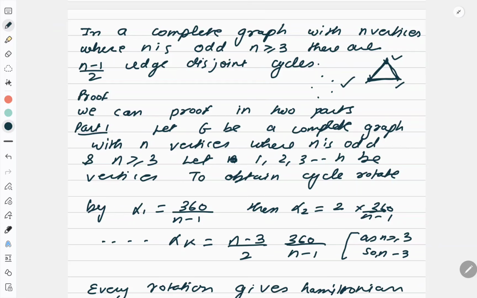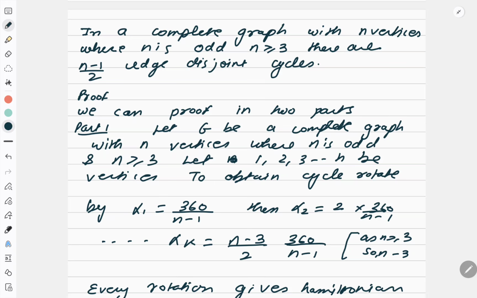So this theorem proof also I'll tell, but more than the proof, what is very important here is, in exams very often they ask a question: show that in a complete graph with 5 vertices, there are 2 disjoint cycles and draw the cycles. Okay, very important question. So let us see the proof first.